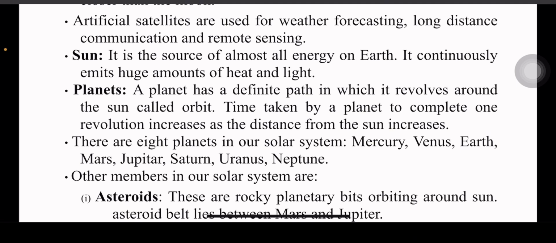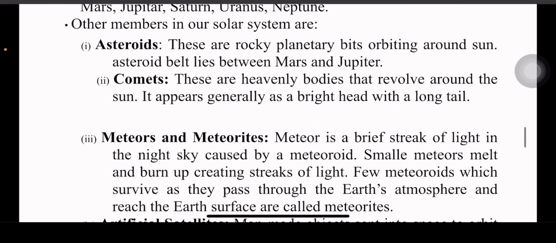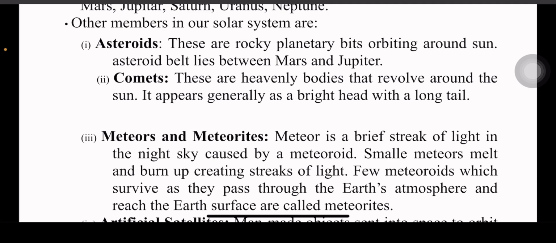There are 8 planets in our solar system: Mercury, Venus, Earth, Mars, Jupiter, Saturn, Uranus, Neptune. Other members in our solar system are asteroids. These are rocky planetary bits orbiting around the Sun. The asteroid belt lies between Mars and Jupiter.